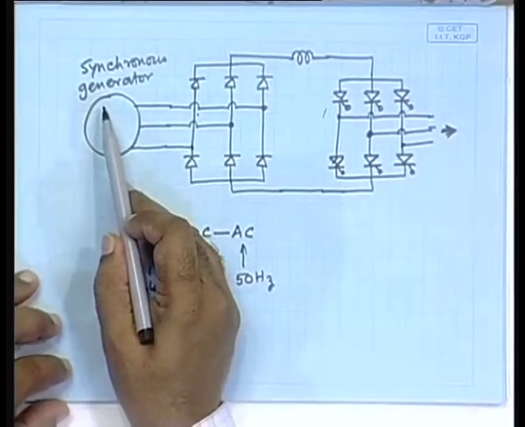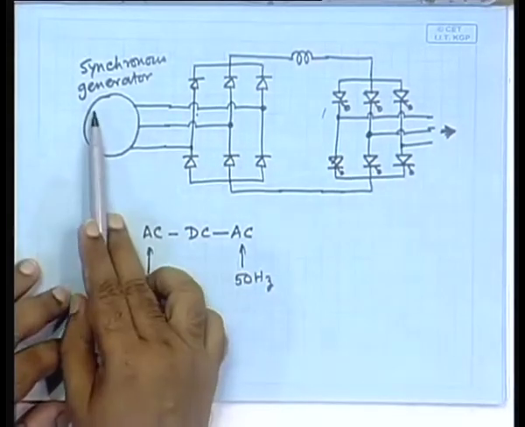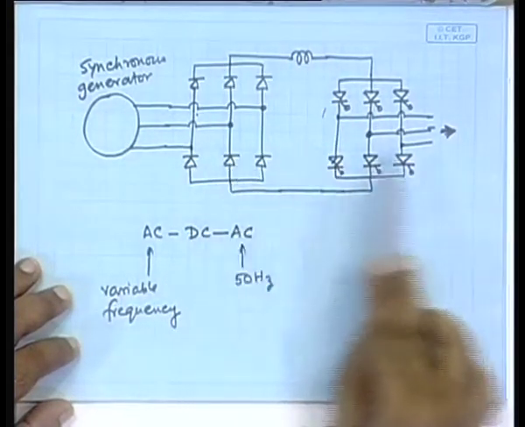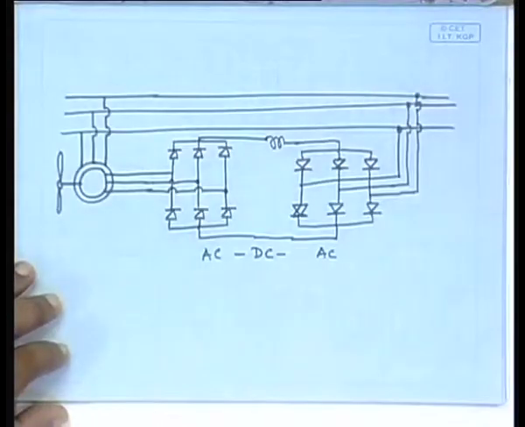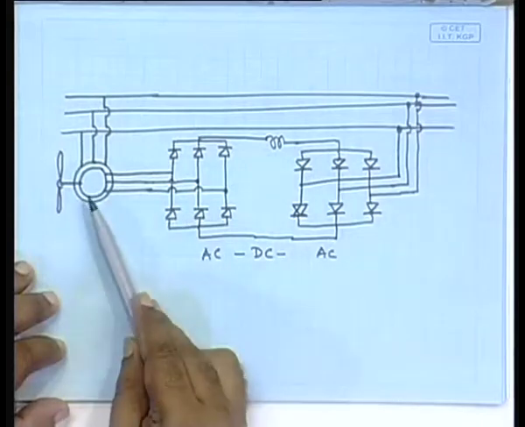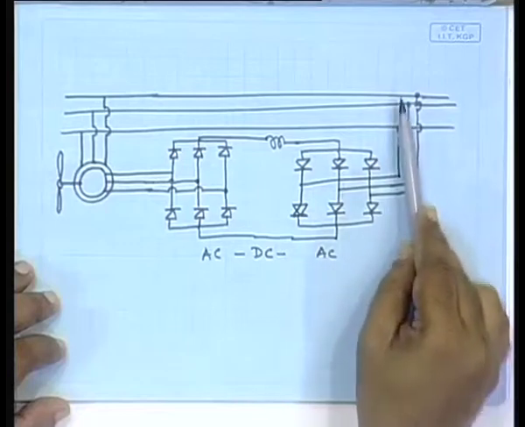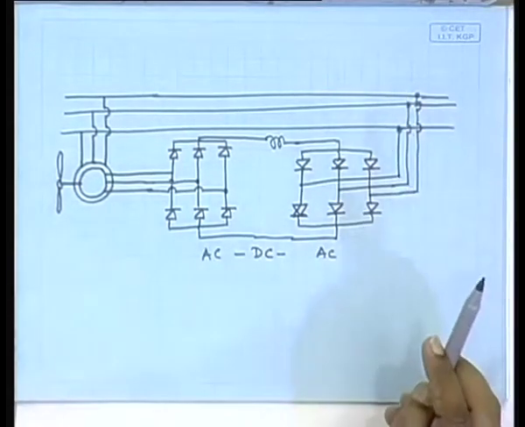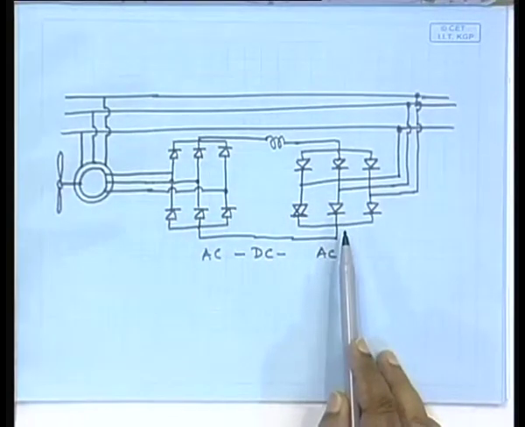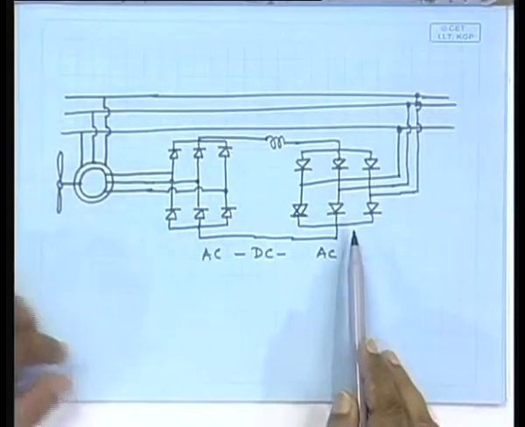it was a synchronous generator, which is somewhat more expensive than the induction machine, but the whole power is going through this AC-DC-AC arrangement to the grid. While in this case, much of the power is going directly to the grid, and only a part of the power that is generated by the rotor is going through the AC-DC-AC arrangement to the grid, right. So, this arrangement will actually carry less power, so it will be less expensive. That is one advantage.